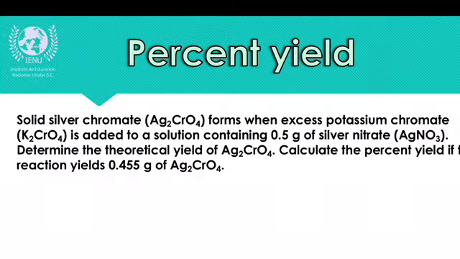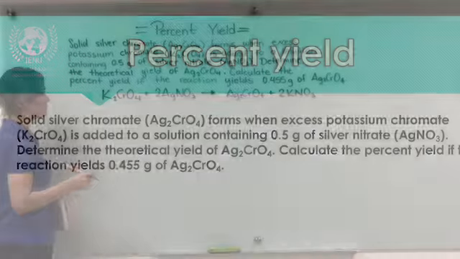The problem says, solid silver chromate forms when excess potassium chromate is added to a solution containing 0.5 grams of silver nitrate. Determine the theoretical yield of silver chromate. Calculate the percent yield if the reaction yields 0.455 grams of silver chromate.